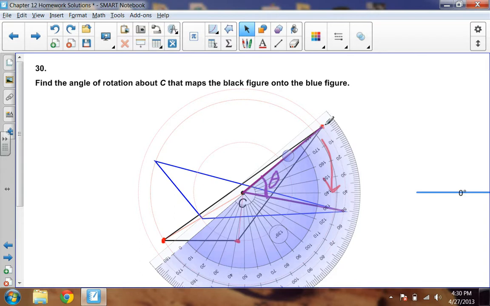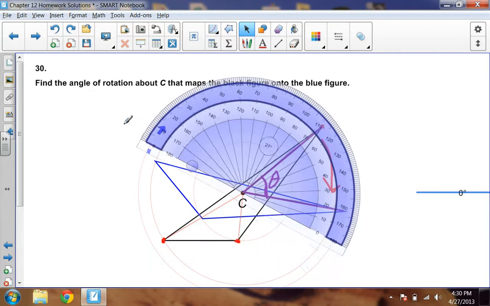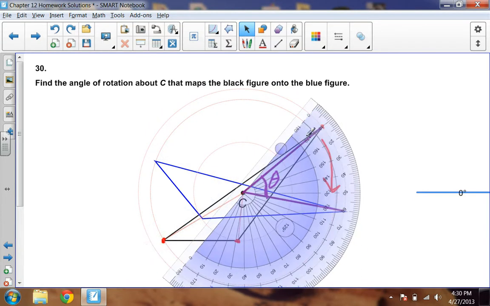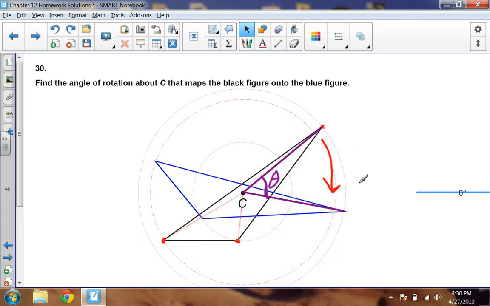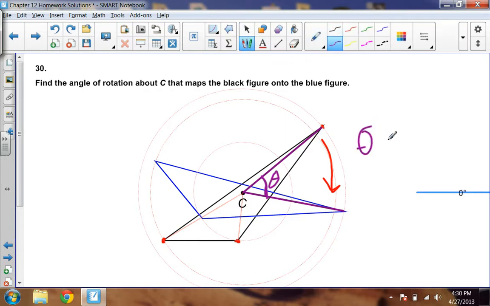Okay, so that's the kind of thing that it's asking. It's saying, how far did it actually go like that? So I think I can get rid of this compass now. And if you end up checking the other points as well, you'd end up seeing that all of those end up being 50. So theta equals 50 degrees clockwise.